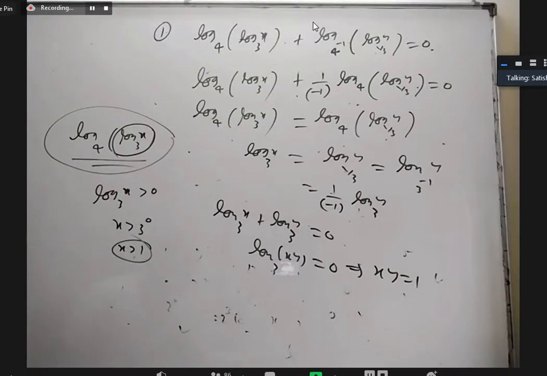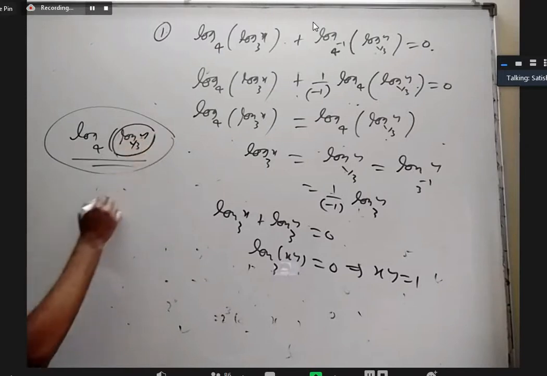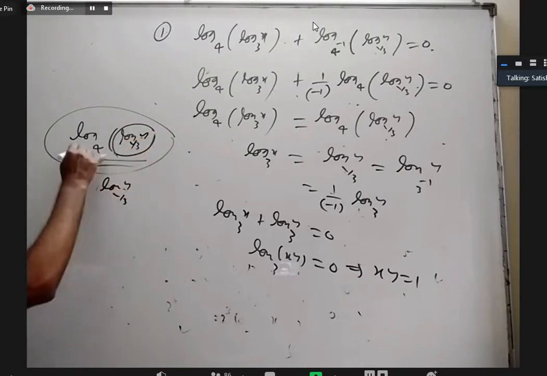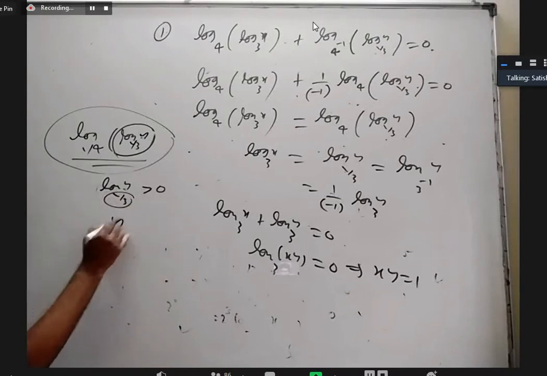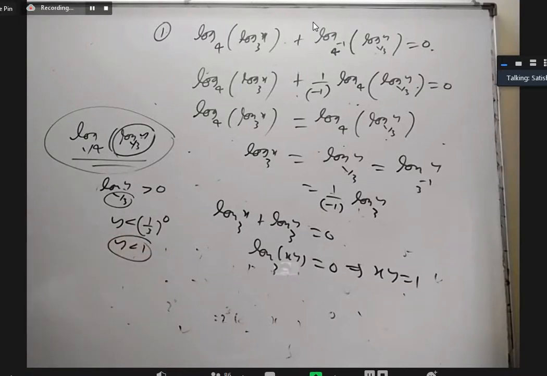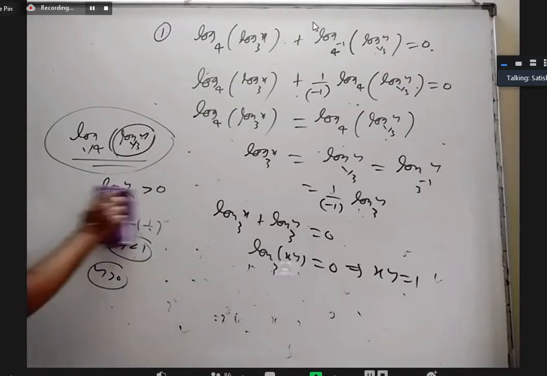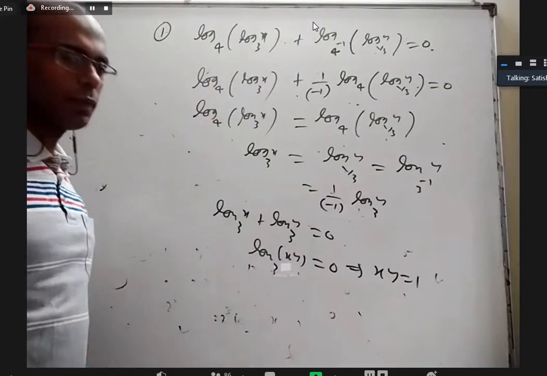And for the second log to be defined, y should be positive, but y should be less than 1. Why? You will get log y here, base 1 by 3. So log y base 1 by 3 should be greater than 0, because for this log to be defined. But when you take a number between 0 to 1 and send it here, the inequality changes. So you'll get y less than 1 by 3 power 0, where you'll get y less than 1. But at the same time, y should be positive. Anyway, may not be required, but we'll see it. That x should be more than 1, y should be between 0 to 1. These are the conditions under which this will be defined. And apart from that, we got xy equal to 1.